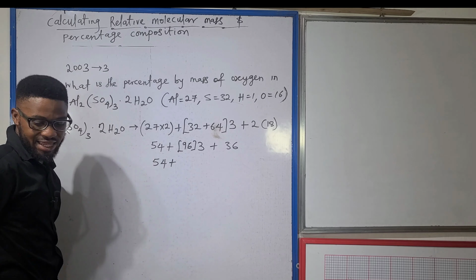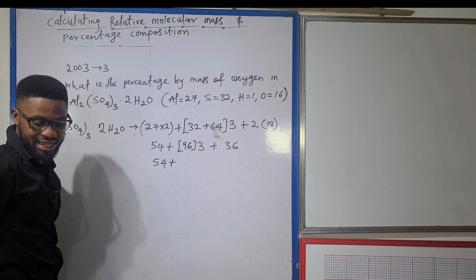Now it's time to calculate the percentage by mass of oxygen. To do that, you have to look at the formula as a whole and identify what is oxygen here. When you look here, oxygen is 4 times, then 3. So oxygen is occurring 4 times, then times 3. So oxygen here is 12 times. And then in water, the oxygen is occurring twice. So cumulatively, oxygen is happening 14 times. And that is going to mean 16 times 14, which is 224.